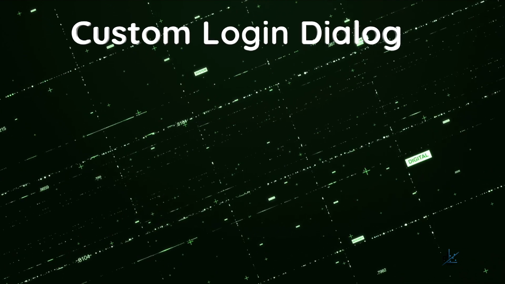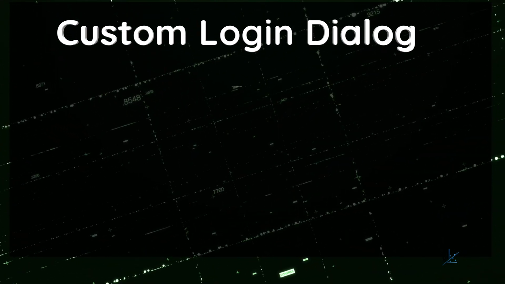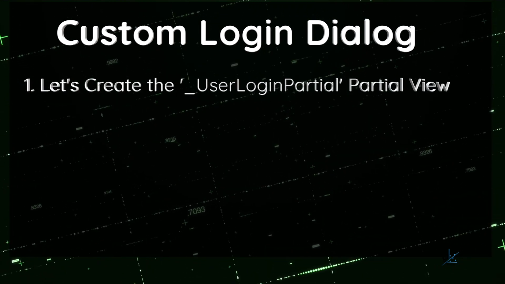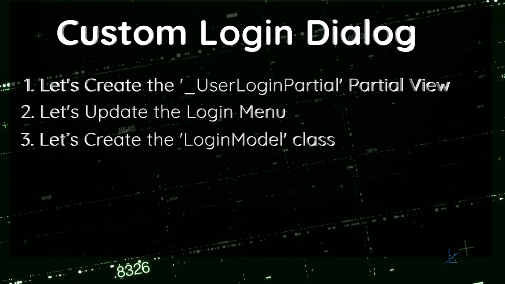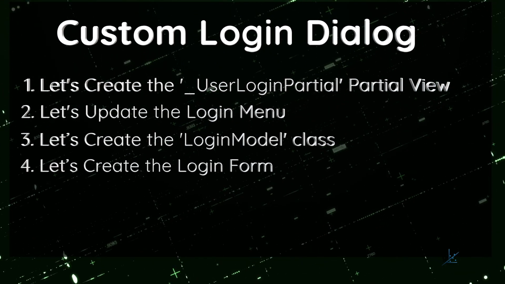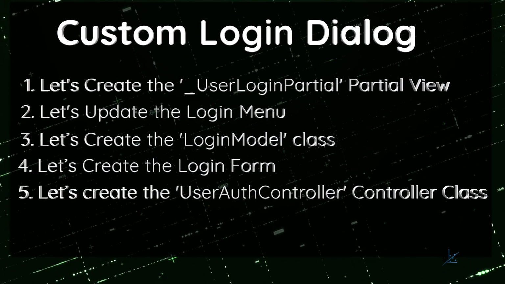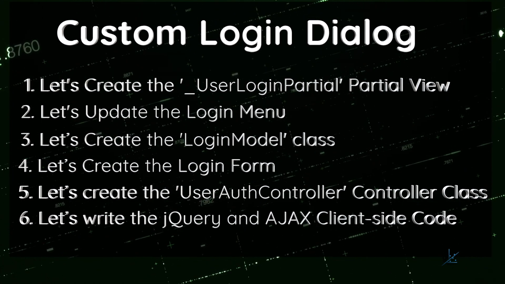So we are going to create our custom login facility in 6 stages. Let's create the _UI login partial view. Let's update the login menu. Let's create the login model class. Let's create the login form. Let's create the UserAuthController class. Let's write the jQuery and AJAX client-side code.